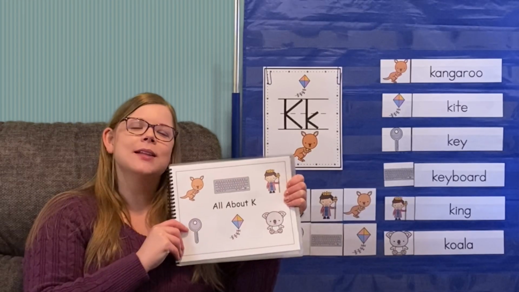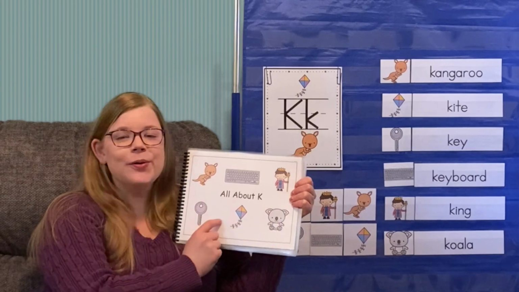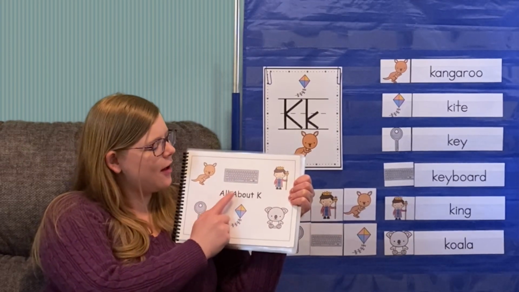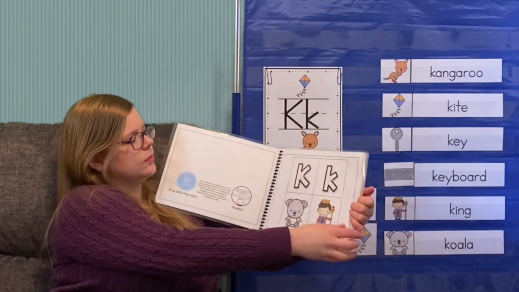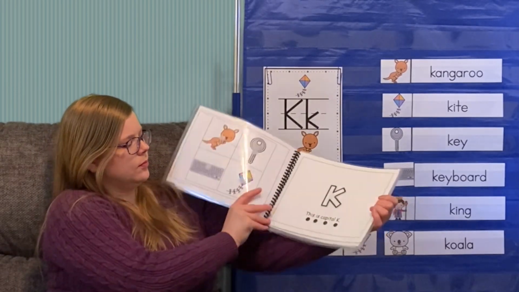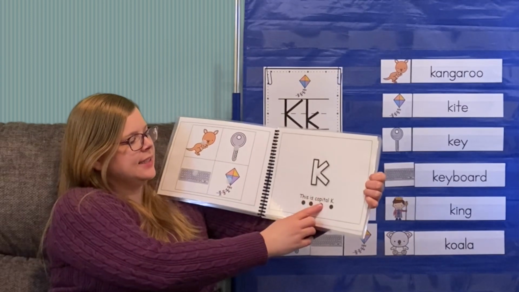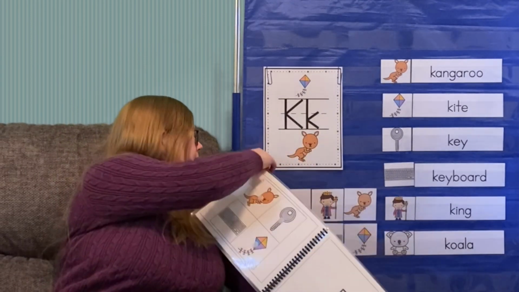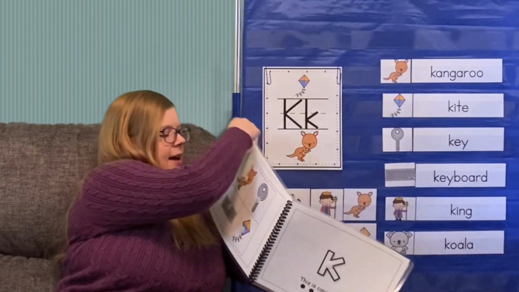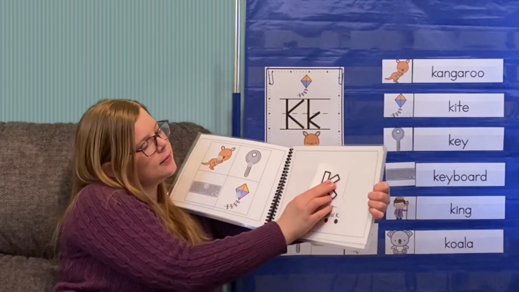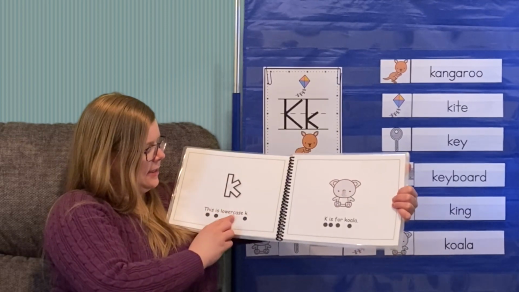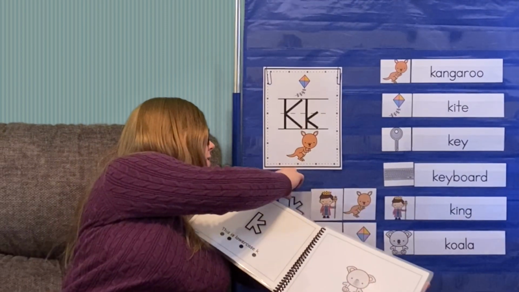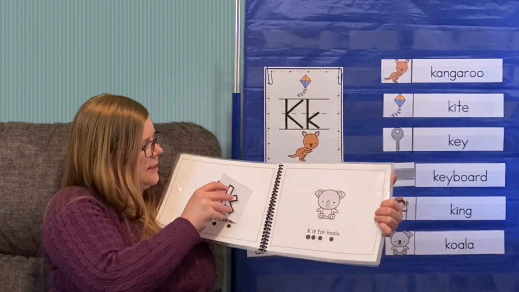Today is all about the letter K. And we're going to read our letter K book. All about K. This is capital K. Here's our big capital K. This is uppercase K. Here's our little K, our lowercase K.